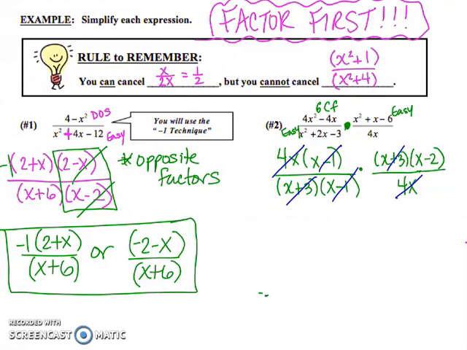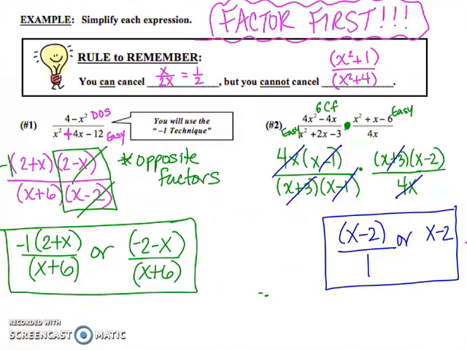So it looks like in my numerator, I have x minus 2. And I've crossed everything out in my denominator. So I could write it like that. Or if you prefer, you can just write x minus 2 as your answer. You don't have to put that over 1.